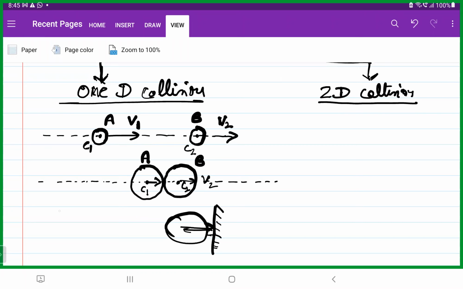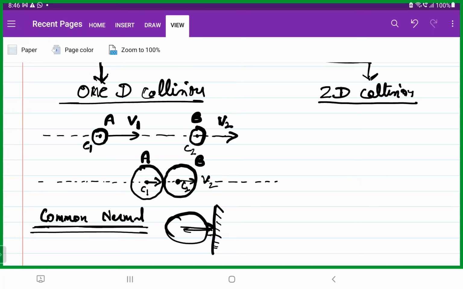So you have to understand what is the meaning of a common normal. Forces are applied along the direction of common normal. So along C1, C2, forces will be applied. So the common normal is the C1, C2 direction, and along that direction only we will apply forces. So when the forces are applied along C1, C2 and V1, V2 is in the same direction, then it will be a 1D collision.